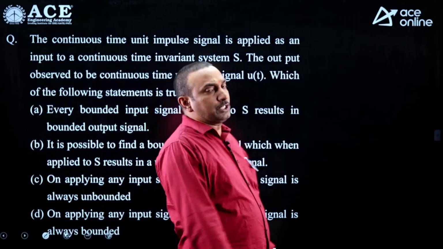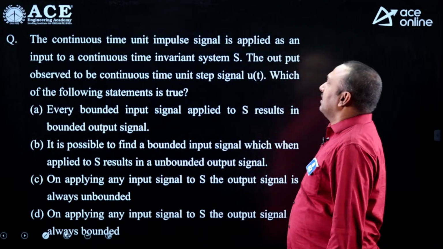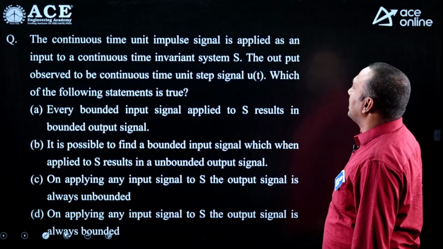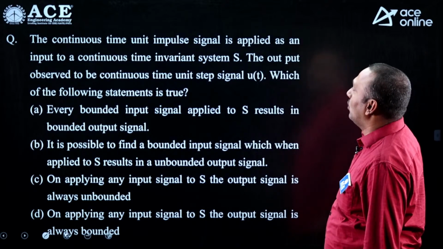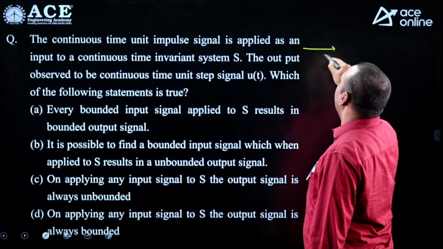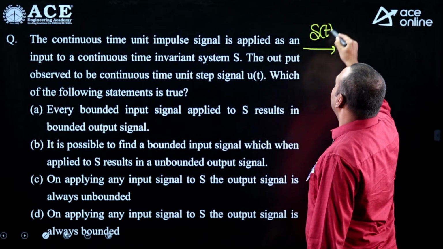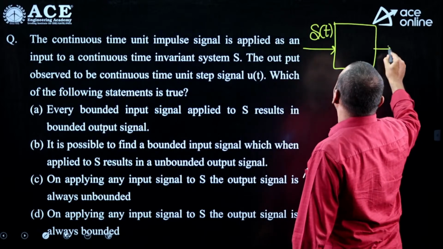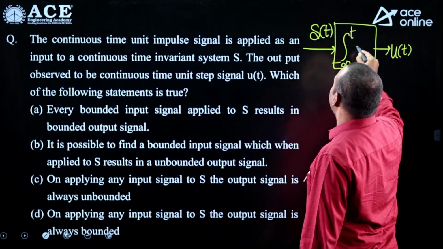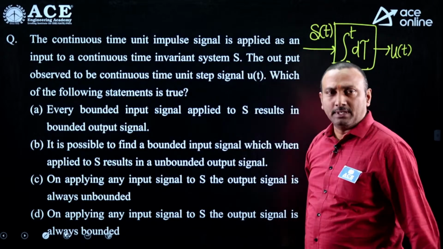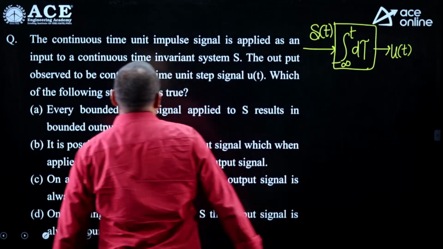Okay, this is the next model that is asked. A continuous time unit impulse signal is applied as input to a continuous time invariant system. Output is observed to be u of t. You have given delta t as input, we got the output as u of t. So considering the possibility of integration, you can feel the system as an integrator. So which of the given statements is true?